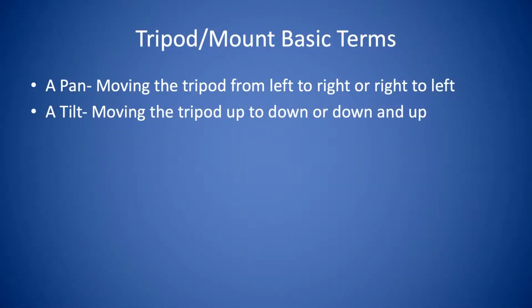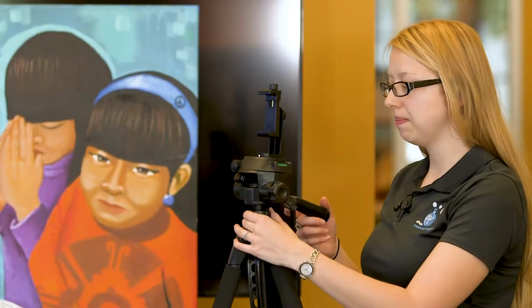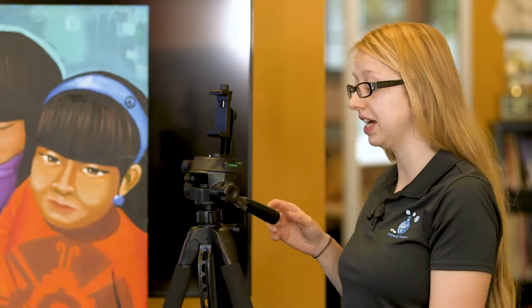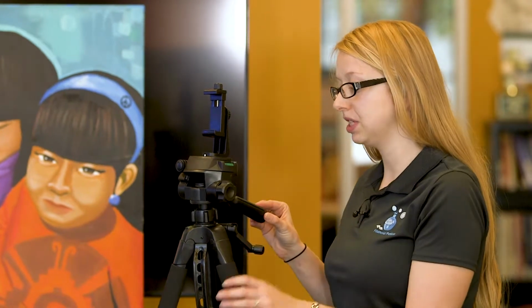Some basic terms. One of the basic terms is doing what's called a pan. So doing a basic pan, what you would do is you would loosen this middle piece to the left, lefty-loosey, righty-tighty, and then you'd be able to simply go from left to right. That is a pan, going left to right. Tighten her up once you're done.